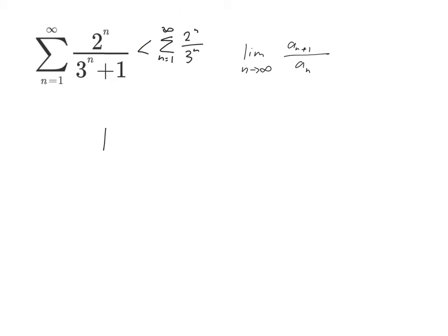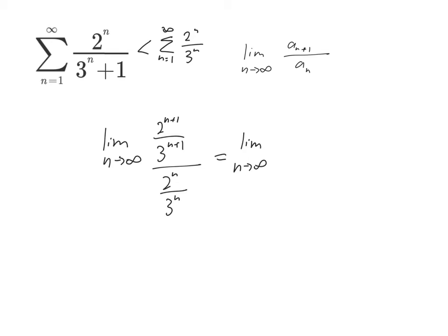So I'm going to take the limit as n goes to infinity of the next thing in the series. So the next thing in the series is going to be 2 to the n plus 1 over 3 to the n plus 1. And then we're going to divide that by the current one in the series, so 2 to the n over 3 to the n. And this equals the limit as n goes to infinity.